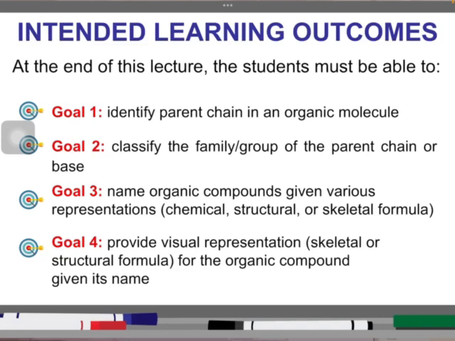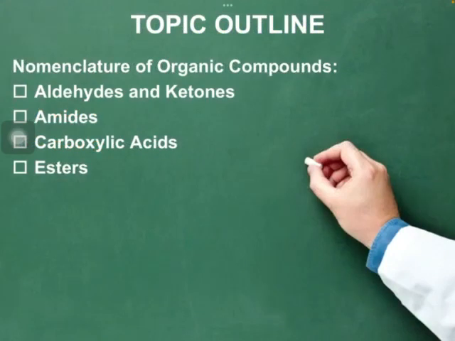We will not do this actually, but if you know the rules in naming your organic compounds, then you can also draw the appropriate structure. So for the topic outline, we will cover the following compounds: aldehydes and ketones, amides, carboxylic acids, and your esters.